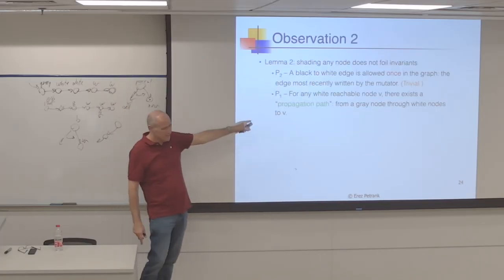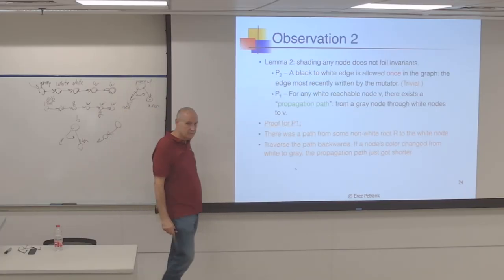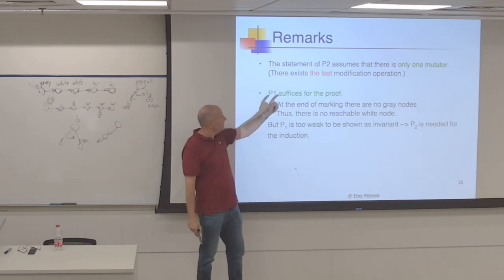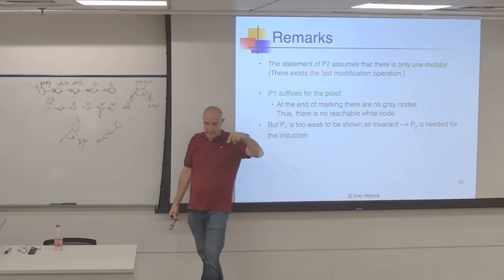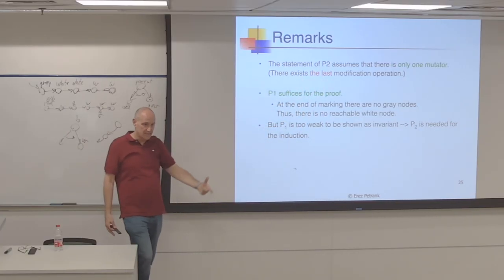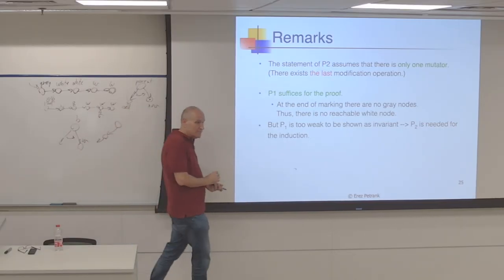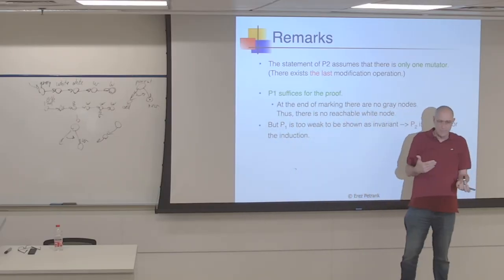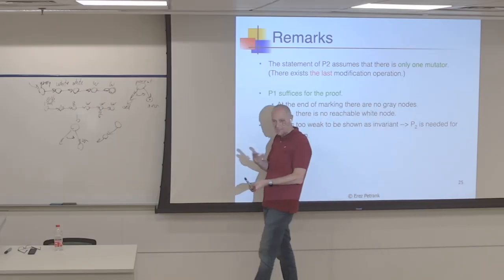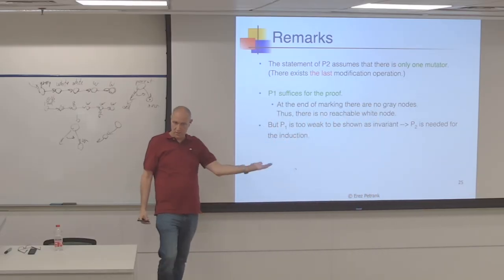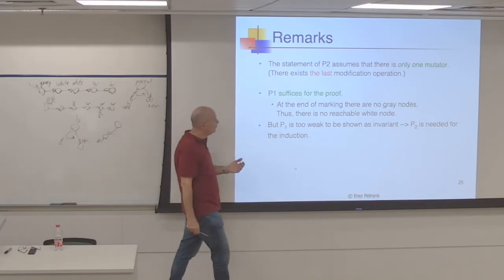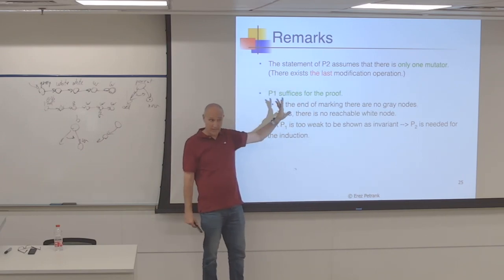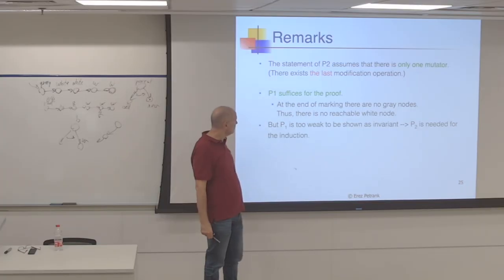Okay, and this is another slide that you don't have, and if you remind me, I'll upload it. Okay, so now I want to say the statement of P2, it says this black to white edge is the last that was written. It means that by its statement, there is only one mutator, because what is the last that has been written? If there are two mutators, there are two last written edges. This is just, by definition, it relies on only having one mutator. And this is fine because the algorithm assumes that, and it will not be correct if you don't have that. So you have a single mutator.